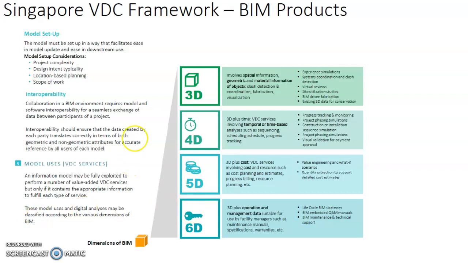So this diagram shows you the basic attributes of the different versions of the model, from 3D, 4D to 5D to 6D, and the different users of the 3D model, 4D model, 5D model, and even the 6D model. So in a way, you can see that the model is very versatile and can serve a wide variety of stakeholders at different phases of the project.